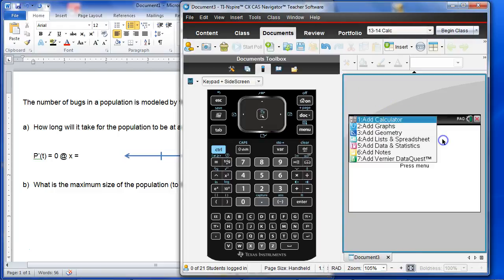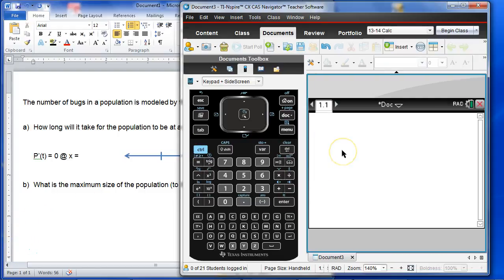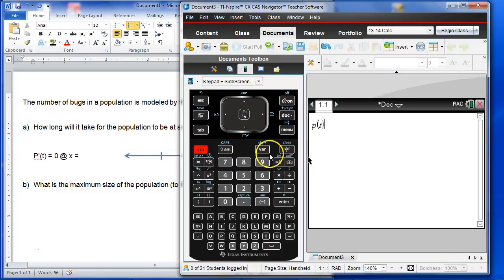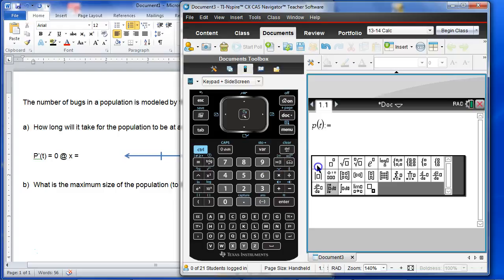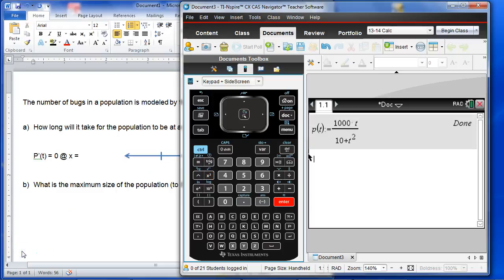We're going to start by creating a new document, adding a calculator page. Once I've added a calculator page, I'm going to enter our function. Population as a function of time is equal to, now we have to use this special equal sign when we name a function, so I'm going to press control and the special equal sign. Now I need to enter the function, and that function was 1000 t over the quantity 10 plus t squared. Once I hit enter, I've stored that function into the calculator's memory.